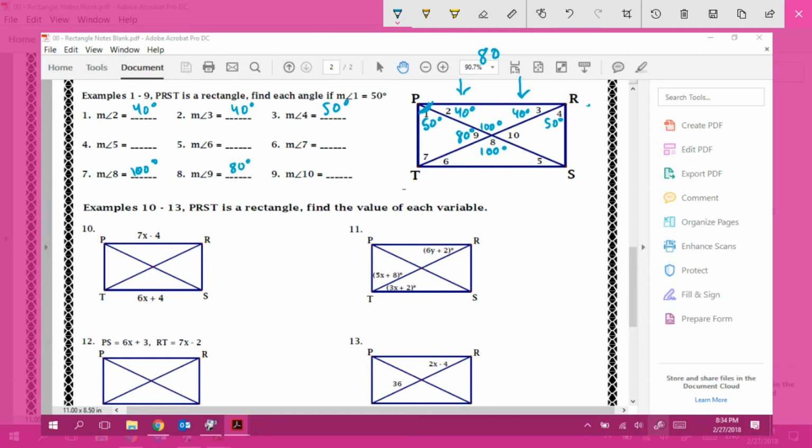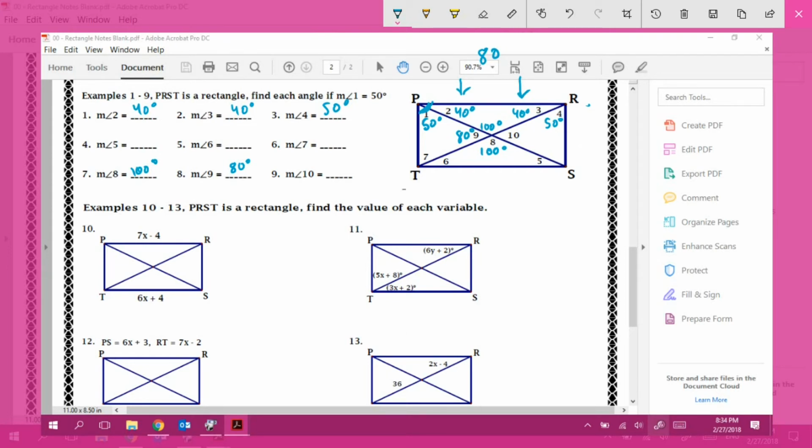So I want you guys to fill out the rest of these numbers. So do number 4, 5, 6, and 9. On to the next example. 10 through 13, we're trying to find x or any variable that's given to us using the properties of rectangles. So what do we know?